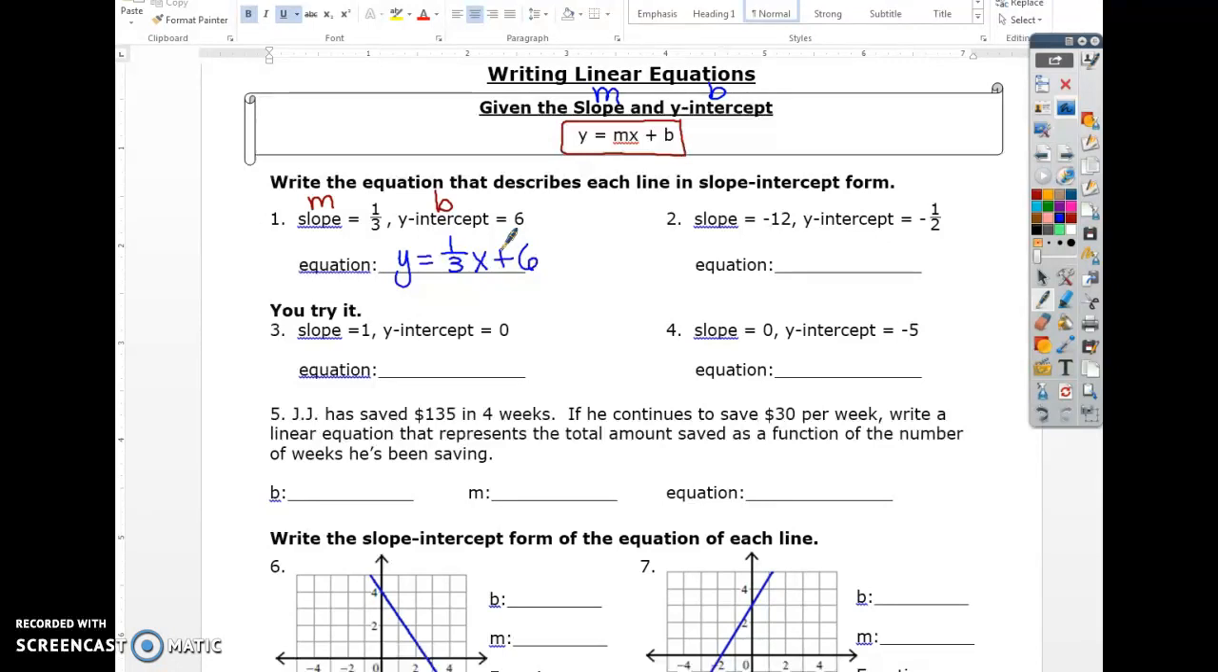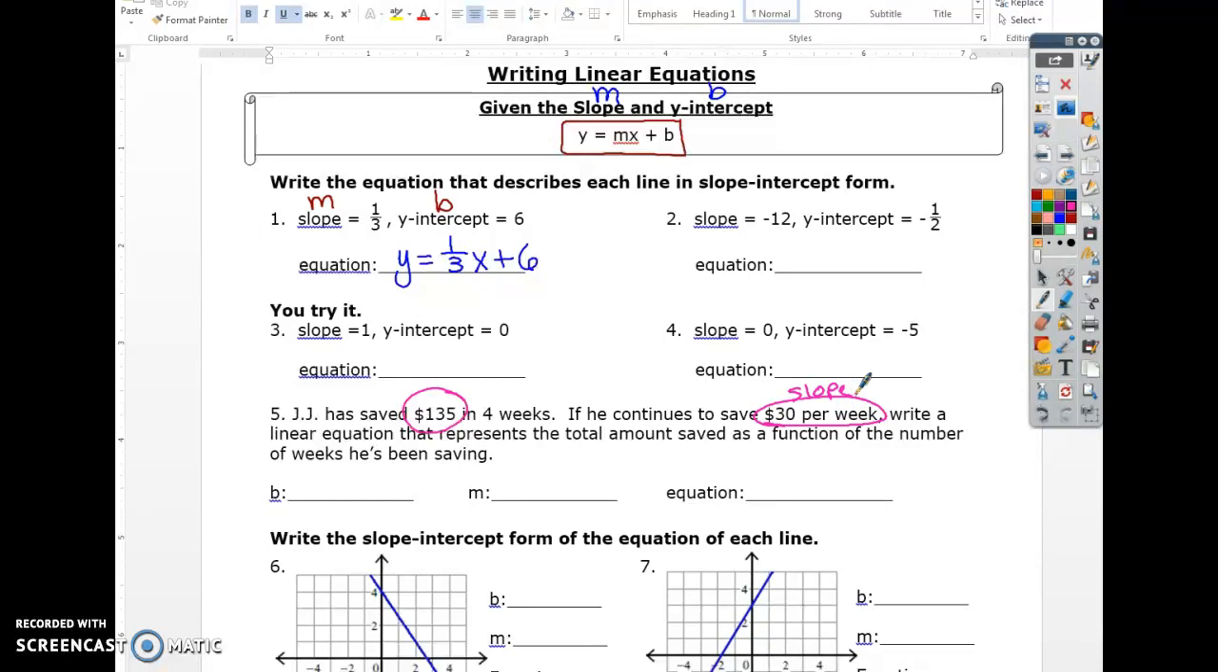All right, problem number 5, you have to create an equation just like the back of this worksheet. It says JJ has saved $135. Is this a positive number or a negative number? Positive, because he has that money. That's how much he got in 4 weeks. If he continues to save $30 per week, those are key words that tell you that's the slope. Write that down.